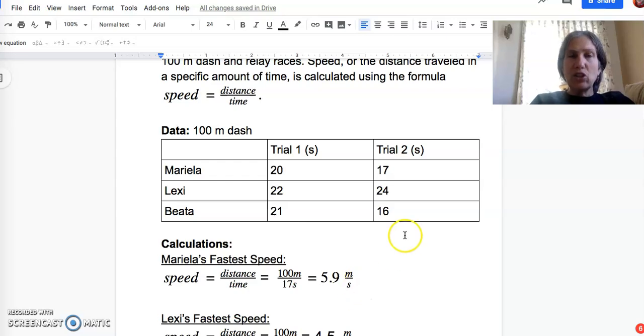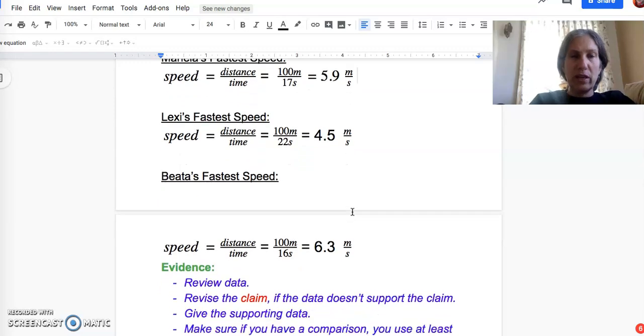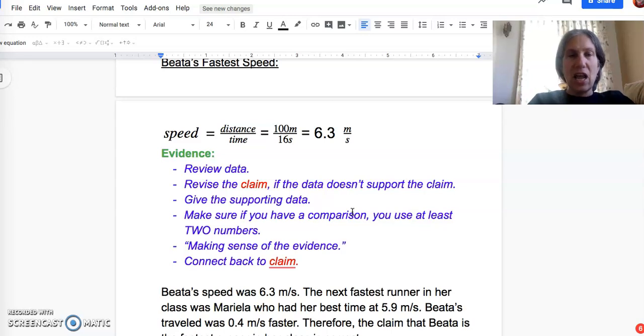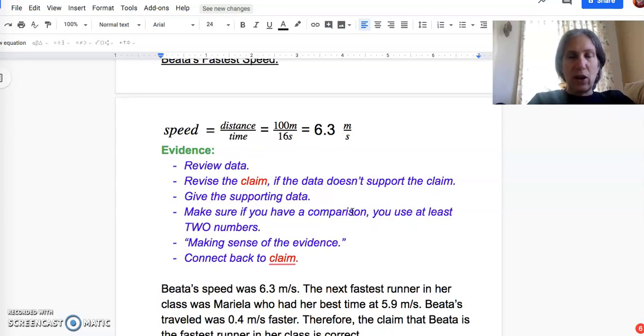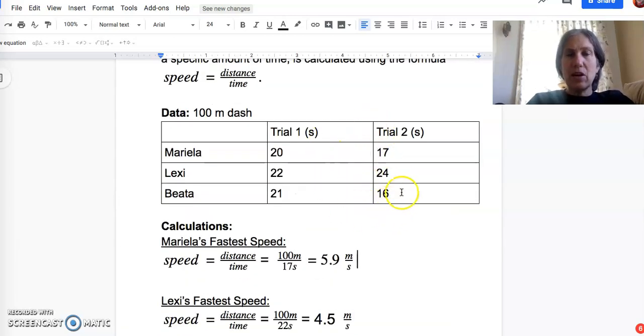So I've got my calculations for all 3 girls. Those were the people I thought were the fastest in the class. You might have more evidence or less depending. Now the evidence is really where you're going to try to make sense of the data. I review my data, and revise the claim if the data doesn't support the claim. So I look at the 3 girls and I can see, out of all of these trials, that Beata ended up being the fastest.